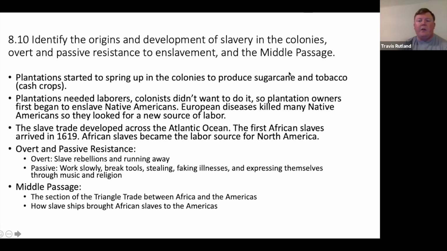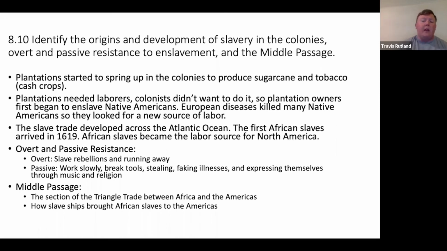Identify the origins and development of slavery in the colonies, overt and passive resistance to enslavement, and the Middle Passage. So plantations started to spring up in the colonies to produce sugarcane and tobacco, these cash crops. These plantations needed laborers, and colonists didn't want to do it. So the plantation owners first began to enslave Native Americans. Now, European diseases killed many Native Americans, so they looked for a new source of labor. So the slave trade developed across the Atlantic Ocean. The first African slaves arrived in 1619, and African slaves became the labor source for North America.